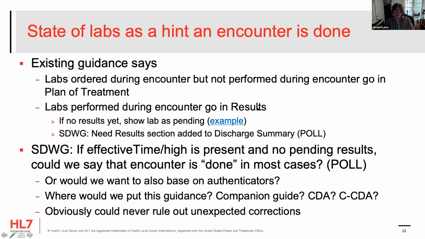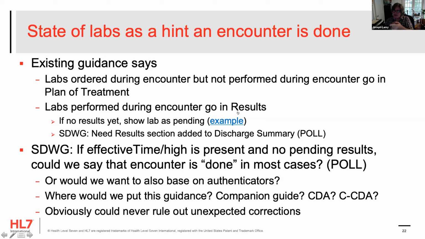What I came up with, because the example we were talking about was outstanding lab results, is that since we have in the guide in another place that if you have labs that were performed during the encounter, you would put them in the results. If they're not back yet, you would show those as pending. And so one measure of whether it's done is whether you still have pending results. That would tell you whether or not to expect a future encounter summary version that's new.